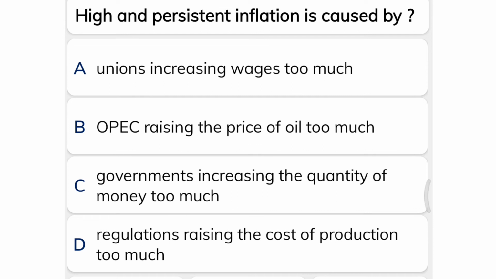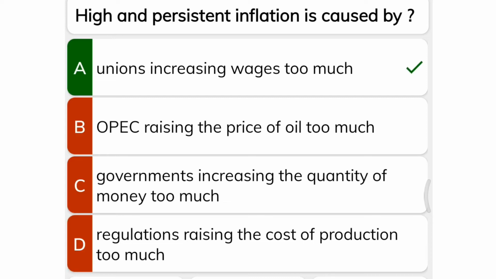High and persistent inflation is caused by option A, unions increasing wages too much. Option B, OPEC raising the price of oil too much. Option C, governments increasing the quantity of money too much. Option D, regulations raising the cost of production too much. And the correct answer is option A.